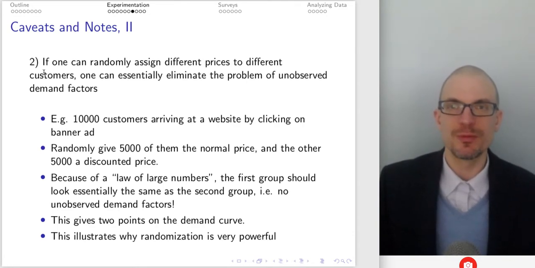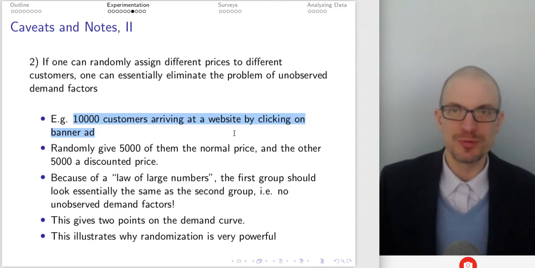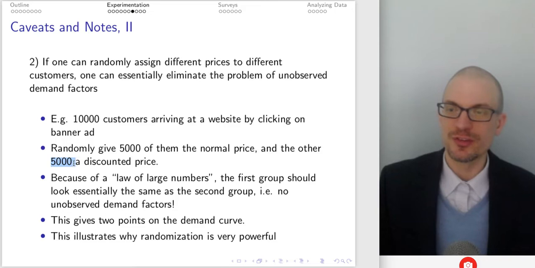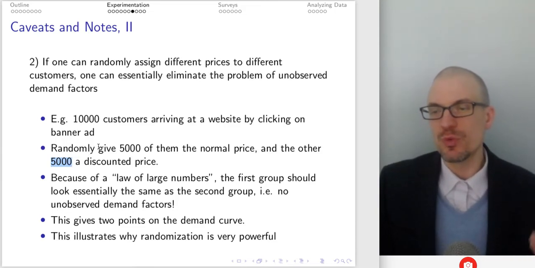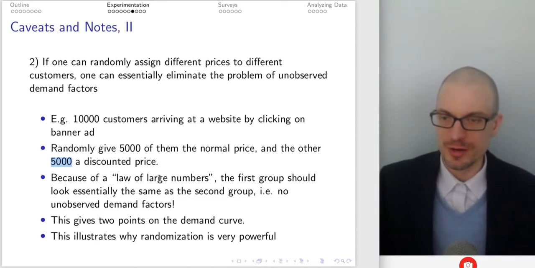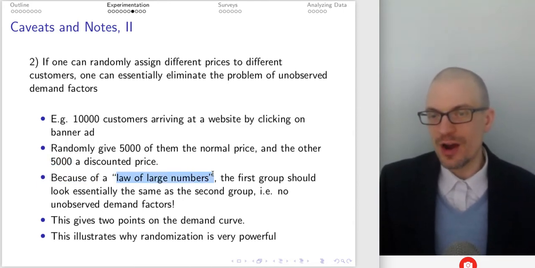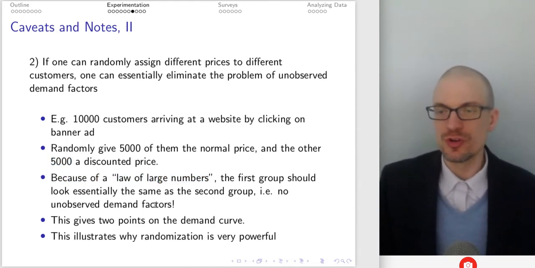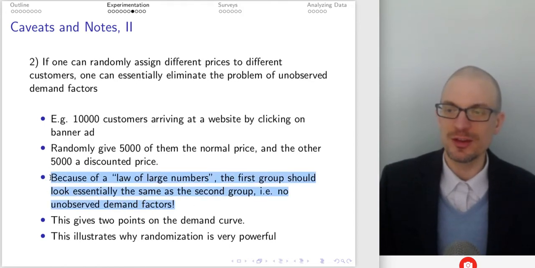Suppose we were able to make our own controlled random experiment. So suppose we were able to randomly assign different prices to different customers. This allows us to eliminate concerns about unobservables. So suppose we have 10,000 customers coming to our website, clicking through a banner. We give 5,000 of them one price, 5,000 another price. And if we're randomly assigning them, then we don't have to worry as much about these unobserved factors. A law of large numbers should guarantee that our first group is going to look essentially the same as the second. And you'd want to check this, right?